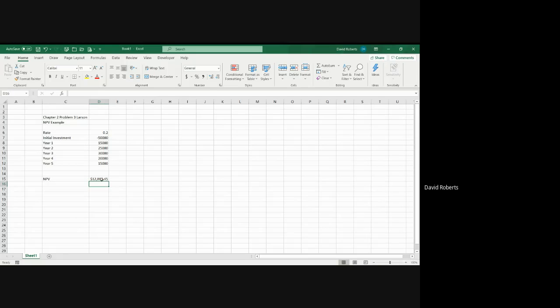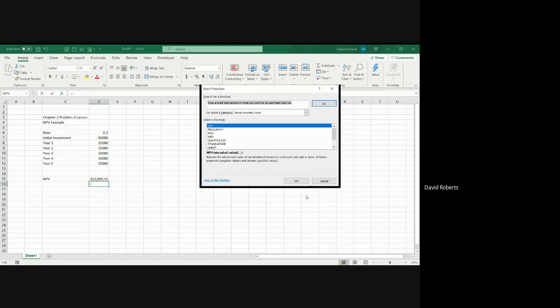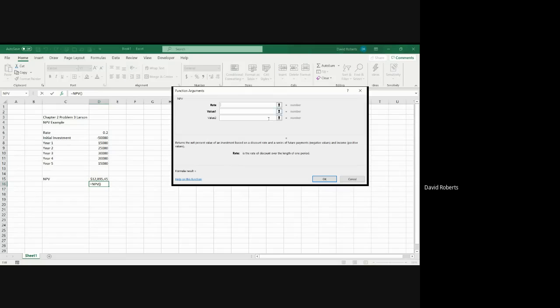You put the rate in the formula palette. All right. You have the rate, then you have the values. The thing that you have to be careful with, or at least I always have to remind myself, is I don't just select all the cash flows. I only start with the cash inflows from years 1 through whenever it ends, in this case, year 5.